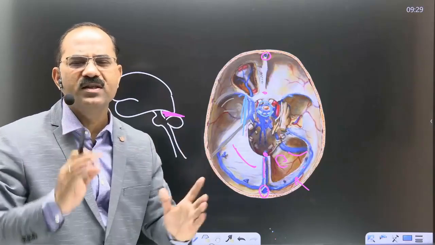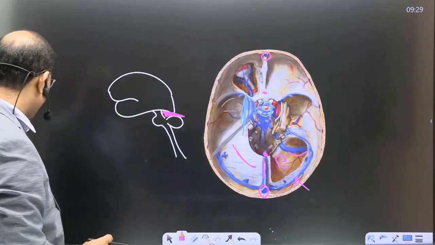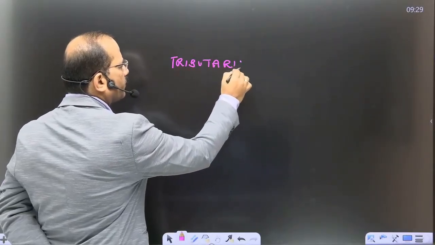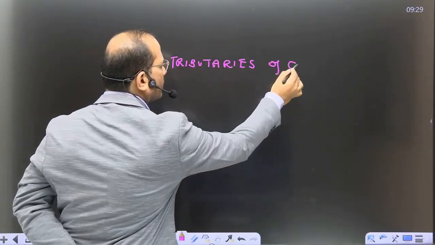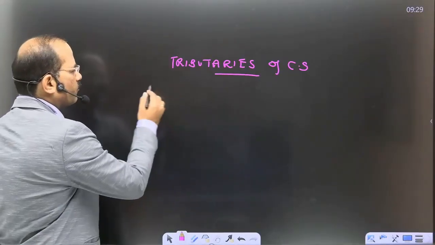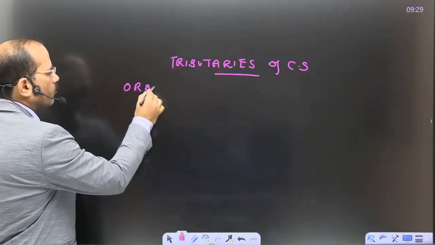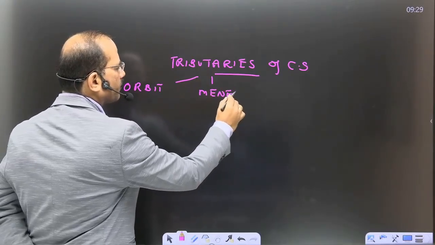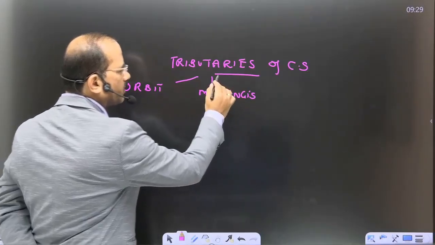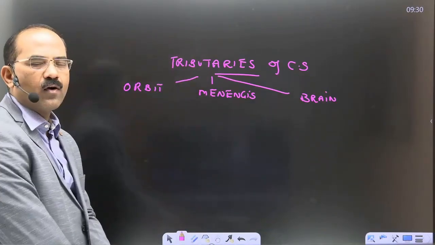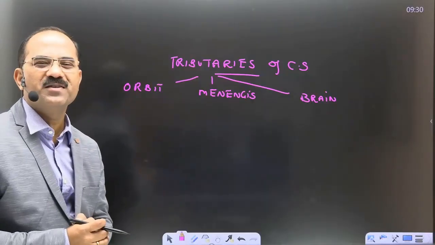So just try to understand what I'm telling you. There are a lot of controversies on this. Tributaries of the cavernous sinus. Okay, I'll just mention this for you. I'll write in short, tributaries. So there are three sources from where the tributaries come. One is from the orbit. Second one is from the meninges. And the third one is from the brain. Okay, so these are the three sources from where the blood is going to come into this cavernous sinus.